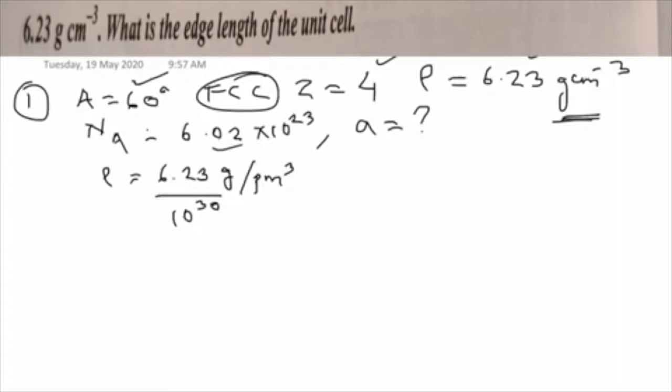So you can see that gram per centimeter cube is what I converted into picometer cube. Since I want my edge length, which is very small, in picometer, that's why I converted per centimeter cube into per picometer cube by dividing it by 10 to the power 30. Then using the formula which you have learned, density is equal to Z into A or M, whatever you like you can write, divided by NA into A cube.